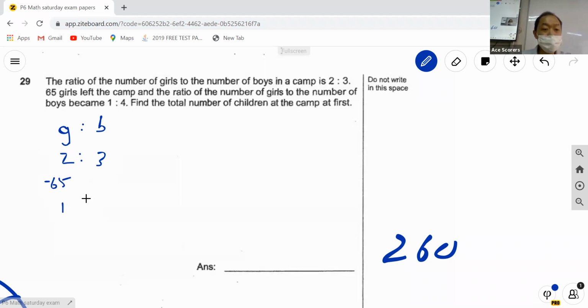You said do not write this. Do not write what? Do not write this. Yeah, never mind, that's the answer.